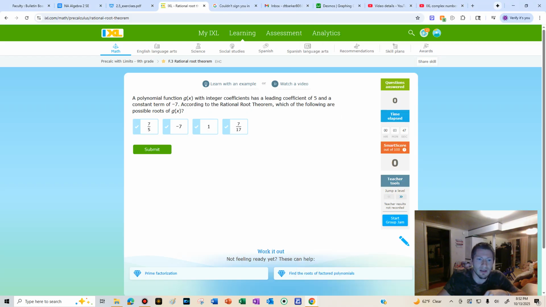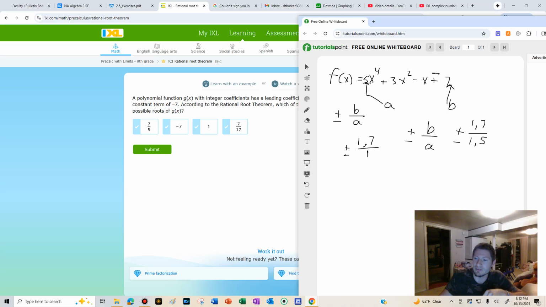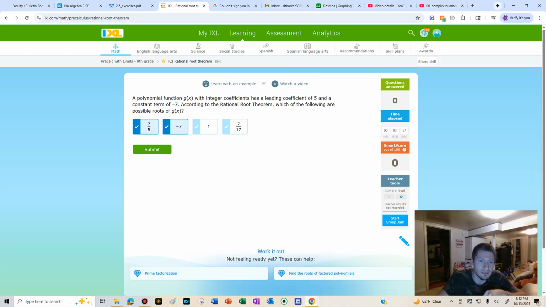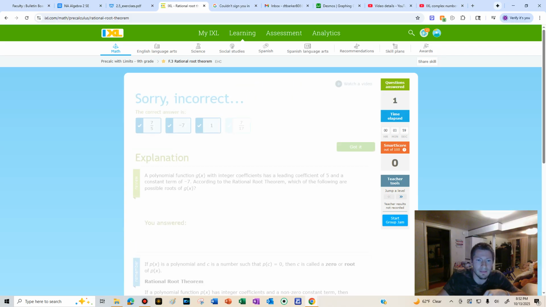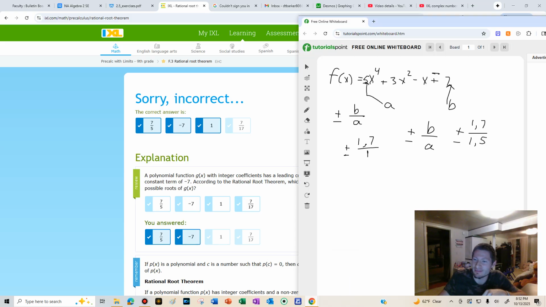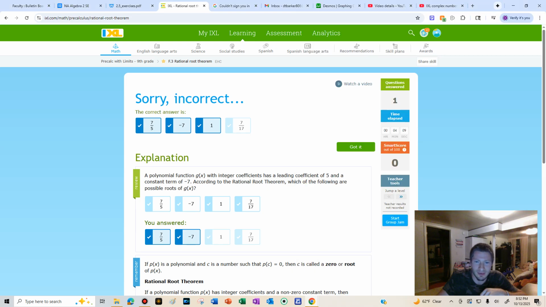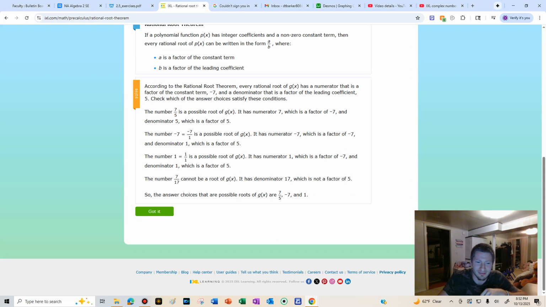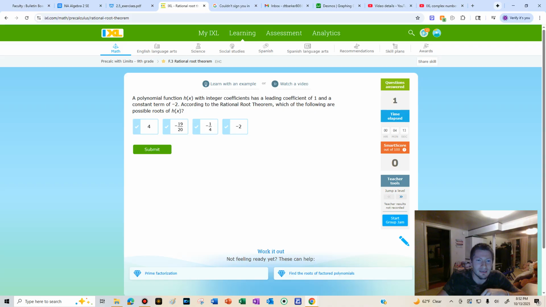This says, which of the following are possible roots? What did we say? 7/5 and 7, and 1/5, but 1/5 is not on here. So 7/5 and 7. Yeah, I forgot about 1. Don't forget about 1. 1 and 1. I did that on purpose as an example, obviously. All right, let's look at the next one.